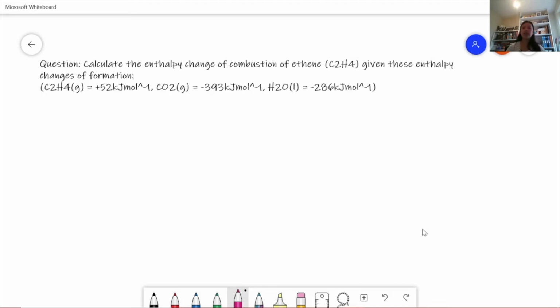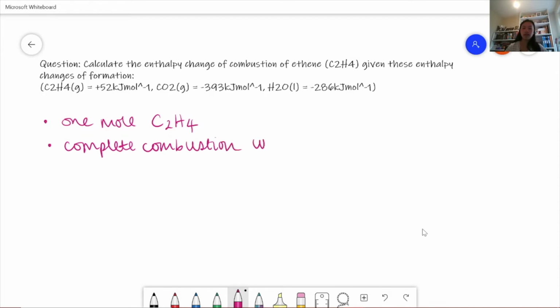So the first thing we do is we go back to the definition of enthalpy change of combustion. And it states that we start off with 1 mole of a substance, in this case ethene. We start off with C2H4 and we completely combust it with oxygen, and everything is in standard states, and it's all measured under standard conditions. So those are the 3 things that we need to remember.